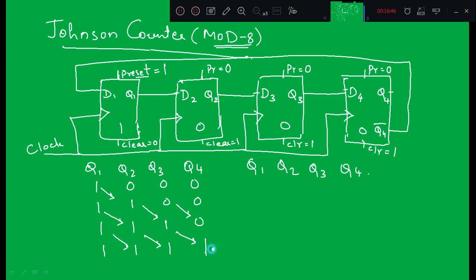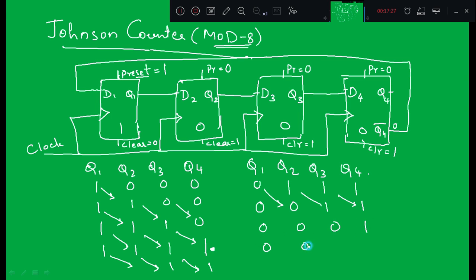Okay. Since now Q4 is 1, the previous value of Q4 is 1 and Q4 bar will become 0, which is connected to D1. That means Q1 will become 0, right? And this 1 shifts towards right, this 1 shifts towards right and this 1 shifts towards right. So after 1 1 1 1 we got 0 1 1 1. Next Q4 is again 1. Q4 bar is 0. Q1 will become 0. Q2, this 0 shifts towards right, 1 and this 1 shifts towards right. Next again 0 0 0 1 and finally this is 1, Q4 0.